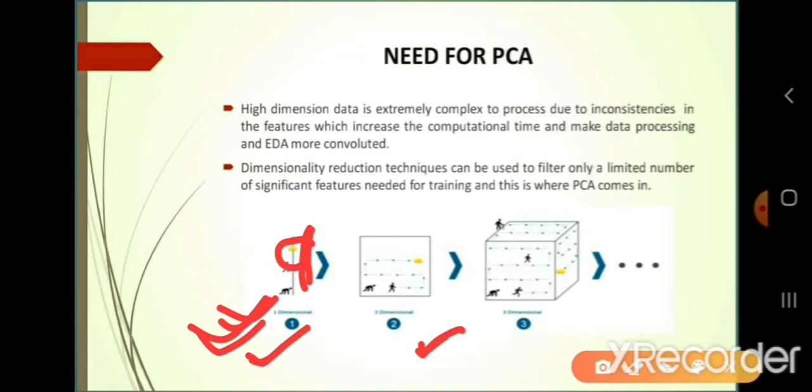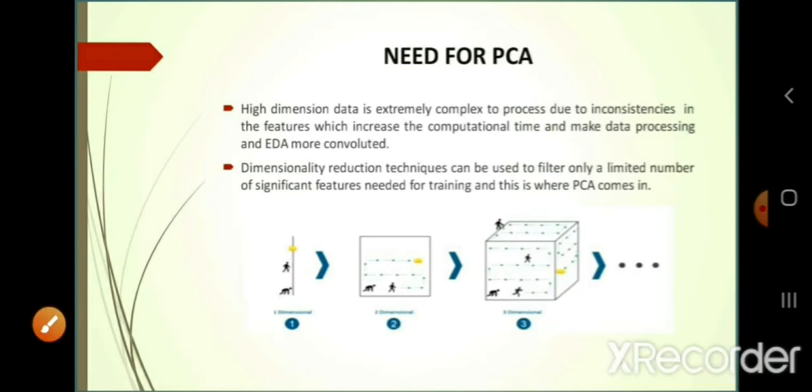But in the third figure we can see a cube, which has three dimensions. It is a 3D cube. So if we lose a coin in this cube, it becomes more difficult and complex to find the coin in this three-dimensional model. So we can see that the complexity of data increases as its dimensionality increases.